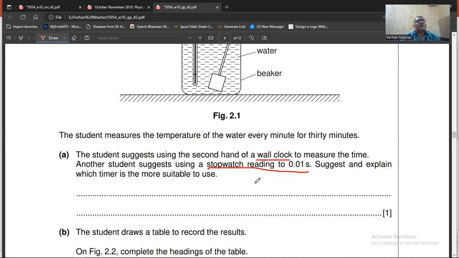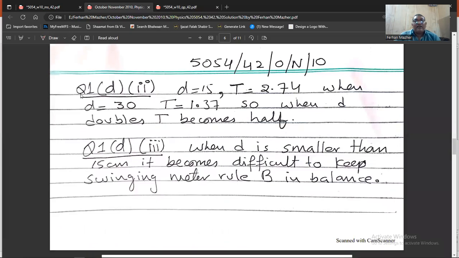Better means the stopwatch is more sensitive. It goes up to 0.01 seconds. We don't need that, because we have to note down the temperature after every minute. So I don't need to go to that precision. I don't need that sensitive timer which can measure up to 0.01 seconds. So the wall clock will be a better thing.